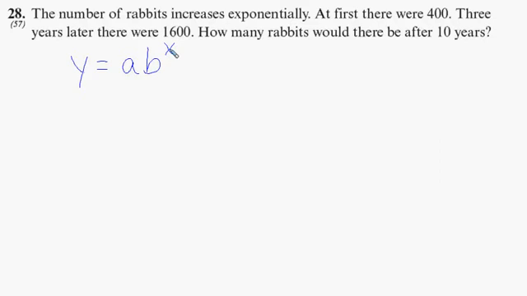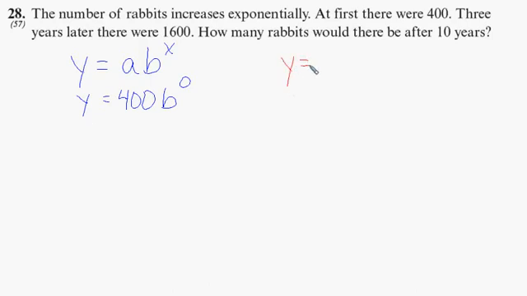So let's start with the beginning. Okay, it says at first there were 400. So that means 400 goes here, and if it was at the beginning, 0 time had passed. So it was at the beginning equals y. So I hope you can see rather quickly that a is equal to 400. So now we can go on to the next step of the equation.